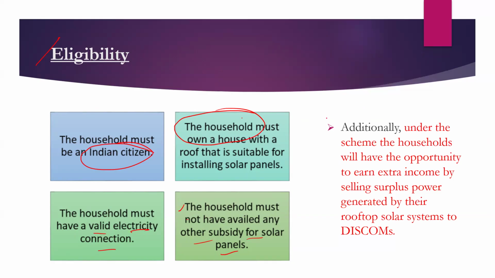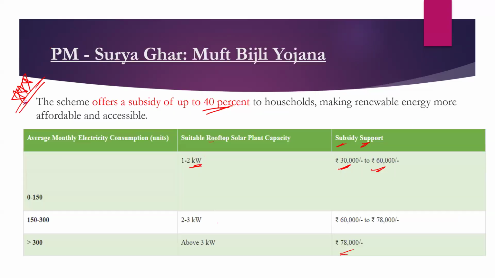Now, another aspect that they have to note here is that the household can also sell the extra power that they generate back to discoms. So under Pradhan Mantri Surya Ghar Muft Bijli Yojana, the scheme will have an opportunity to earn extra income. Households can earn extra income by selling surplus power generated back to discoms. So that is specifically mentioned.